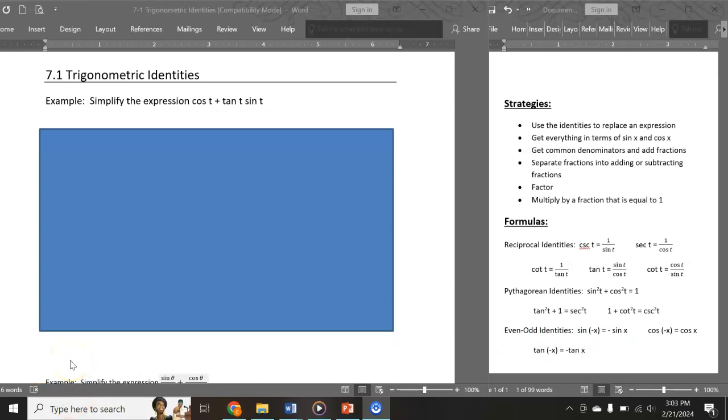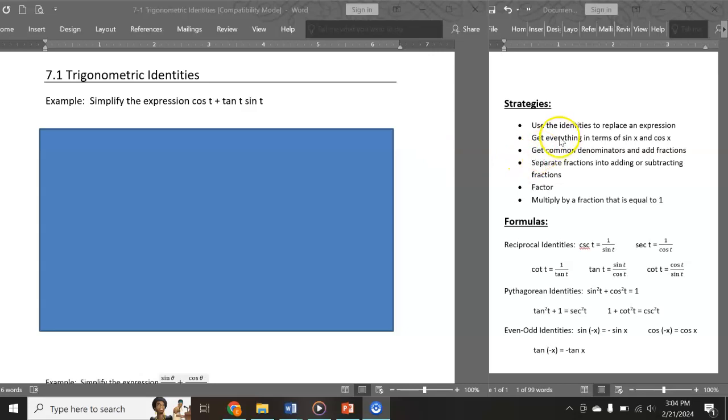So my first example says to simplify the expression cosine t plus tangent t times sine t. Now, just a reminder, these t's are the variables that are attached to the cosine, the tangent, and the sine. They cannot be separated from them. So when you start a question like this, take a look at the strategies and start looking through them and decide which strategy you want to use. I recommend pausing the video, picking a strategy, and then hitting play to see if you're right. So decide on a strategy.